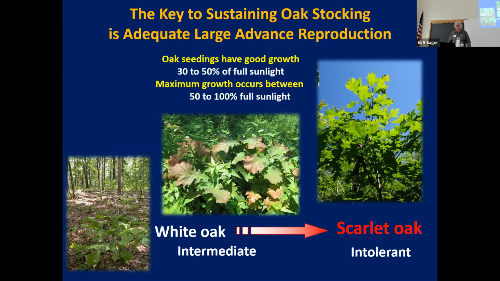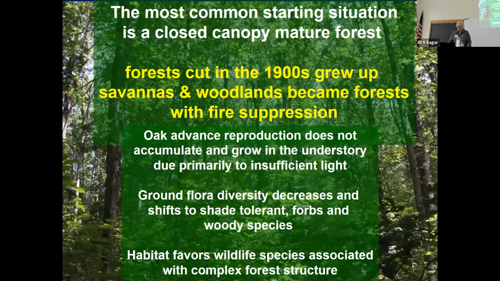So the key to sustaining oak stocking is to have adequate large advanced reproduction. And this takes time. It's a process. It's not an event. You can't think about regenerating oak the year you're going to do your timber harvest. You have to be working on it 10 or 20 years ahead of the actual regeneration harvest that releases the advanced regeneration or creates the stump sprouts.